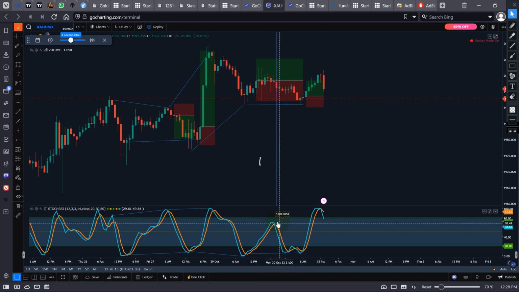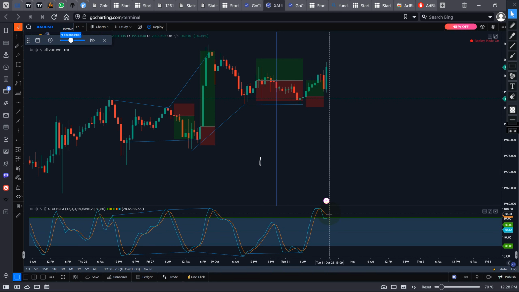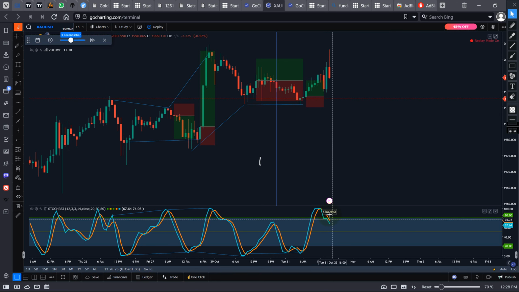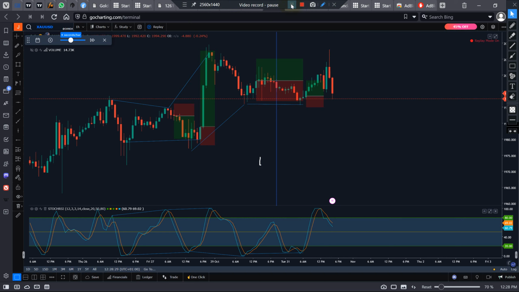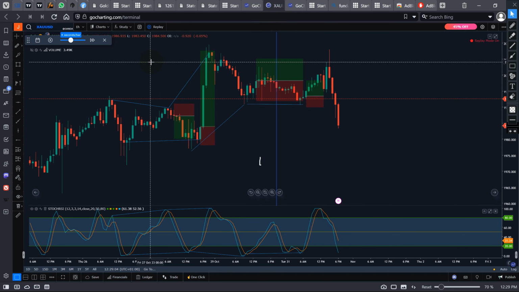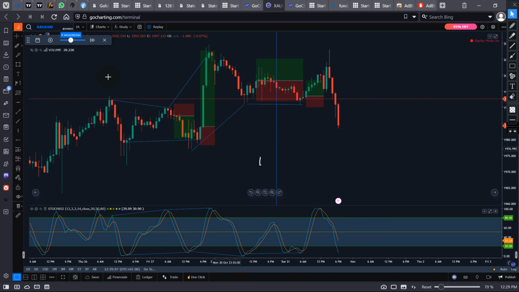This is sweet divergence. Okay. Your question is why didn't we take this particular sell? Now let's ask ourselves this question.